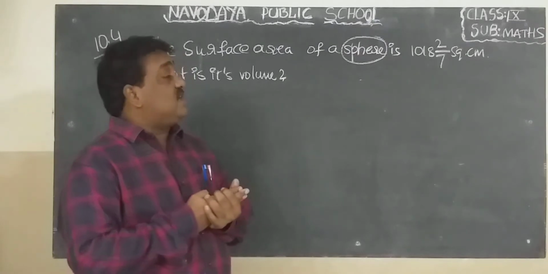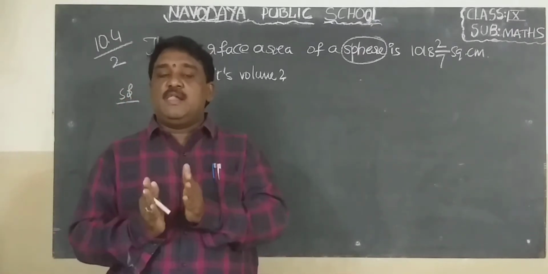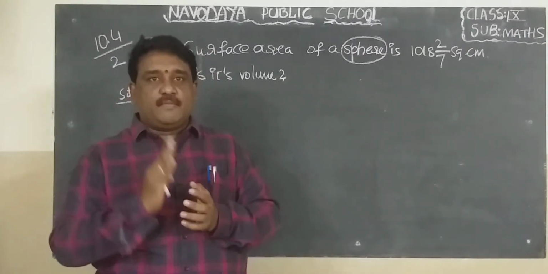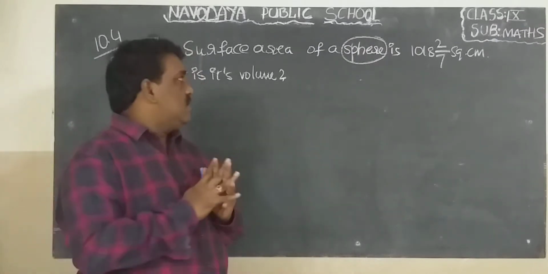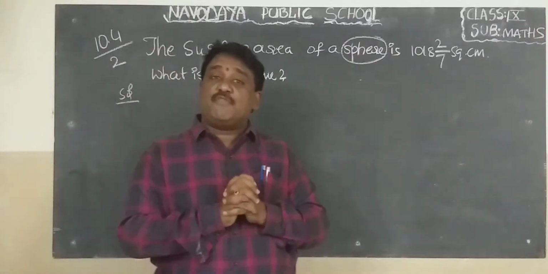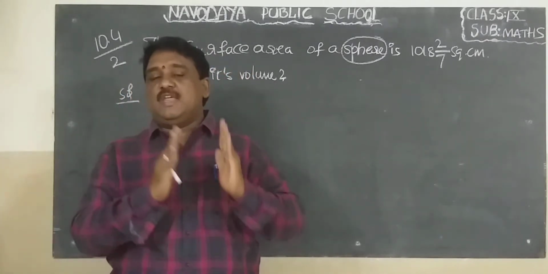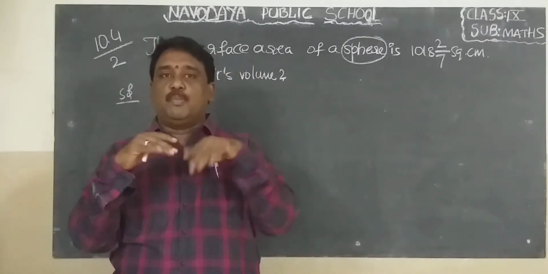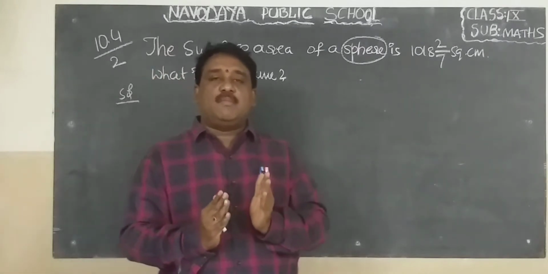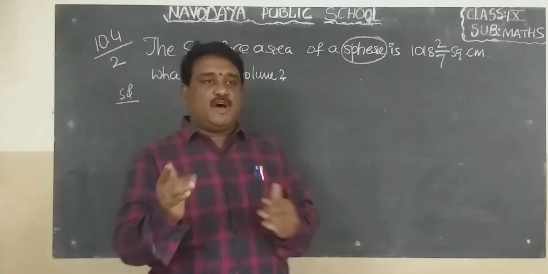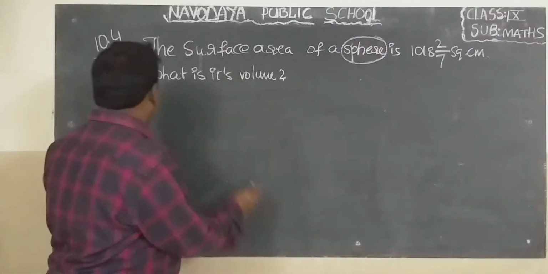What is the surface area of the sphere formula? 4 pi r square. What is the volume of the sphere formula? 4 by 3 pi r cube. You have to know both the surface area formula and the volume formula. Then write what is given.